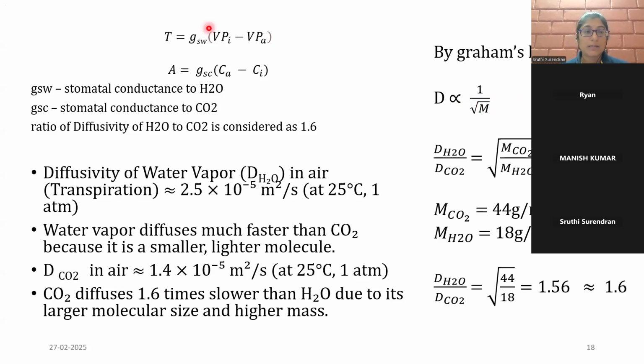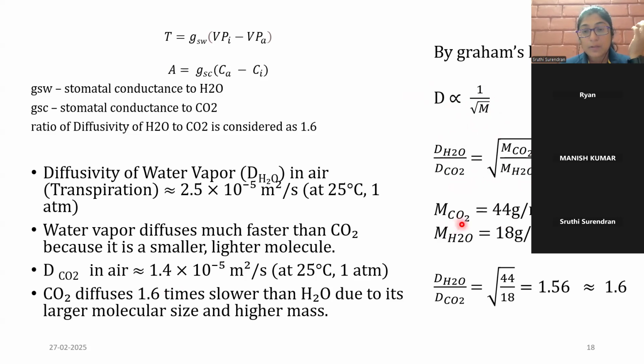Diffusivity again is a concept that most of you must have learned regarding the diffusion of gases. Here in our case, we are concerned about the diffusion of carbon dioxide and H2O. By Graham's law, the diffusivity coefficient is inversely proportional to the molar mass of the gas. So when we solve for carbon dioxide and H2O, the diffusion coefficient of H2O to the diffusion coefficient of CO2 will be equal to the molar mass of carbon dioxide divided by the molar mass of H2O, the whole root.